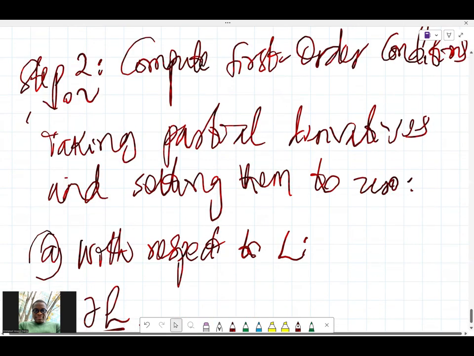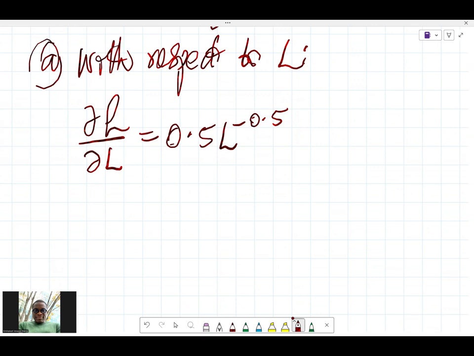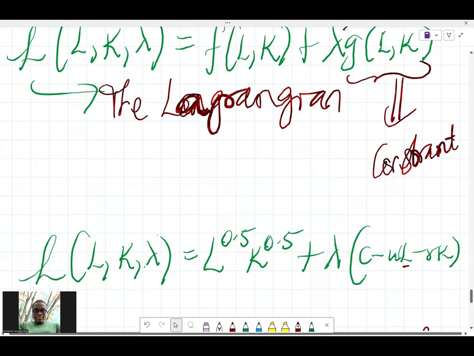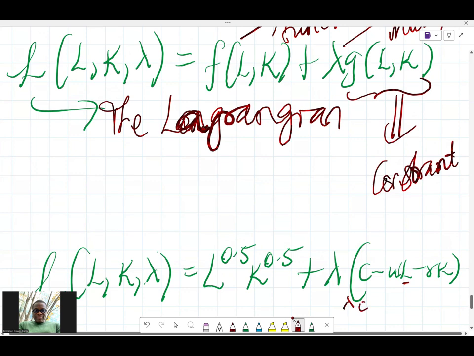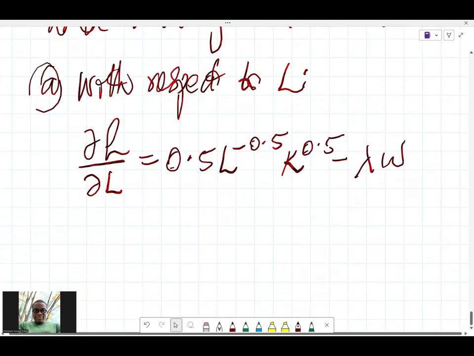So if you differentiate that, you have 0.5 L raised by minus 0.5. That's 0.5 minus 1, right? Multiplied by the constant that was there before, minus lambda W. Lambda W in the sense that if you open this up, you have lambda C minus lambda WL minus lambda RK. So if you differentiate this with respect to L, you get minus lambda W, okay? So that's the idea there. So we have this expression and we need to equate it to 0, right? We equate this to 0. So you want to take note of that.